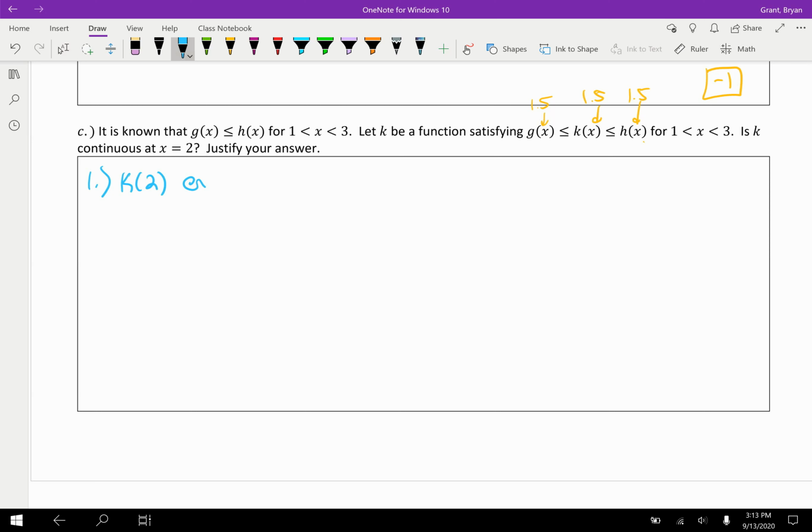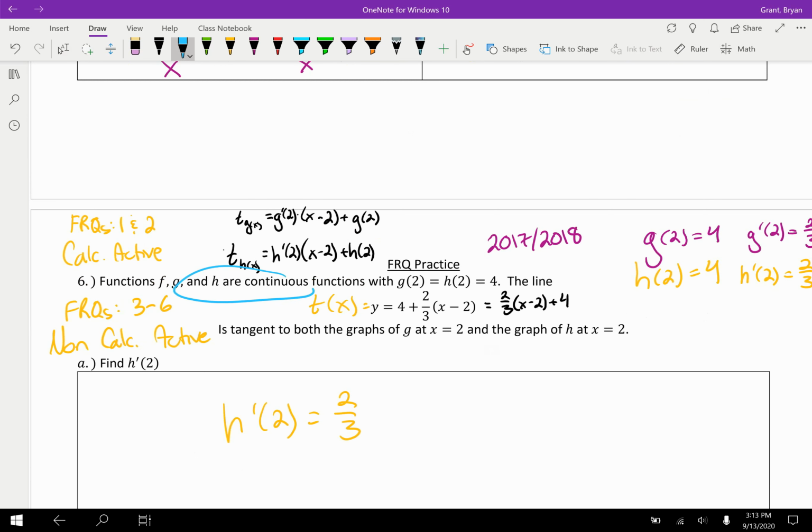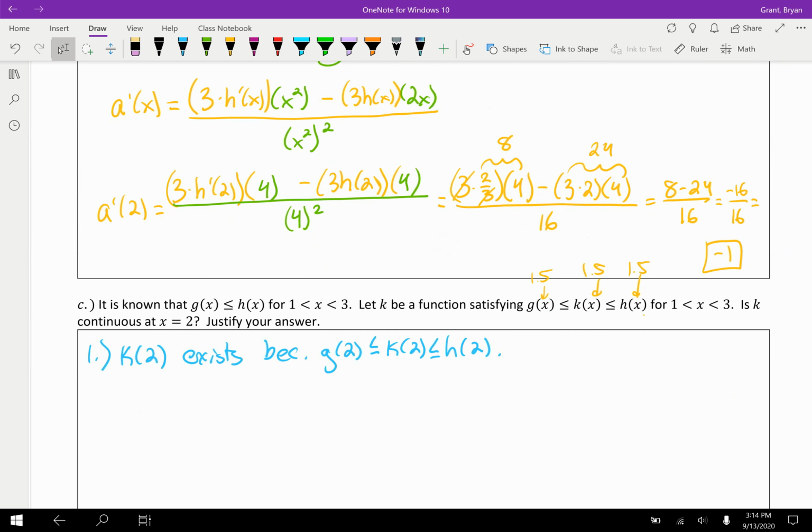Well, k of 2 exists, and this one's a bit of a stretch here, but I think you'll be okay. k of 2 exists because g of 2 has to be less than or equal to k of 2, which has to be less than or equal to h of 2. And I think they told us up above that g and h are continuous, which means that all of their values are going to exist. You never have to pick up a pencil. So if this value is in between 2 continuous functions, then this value has to exist too.